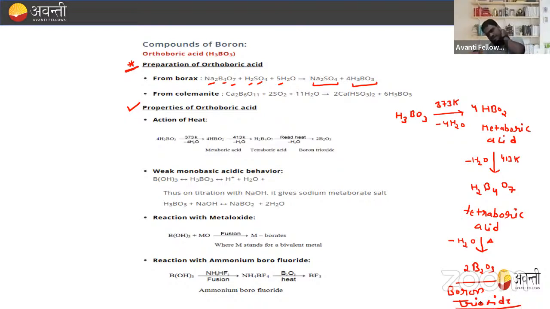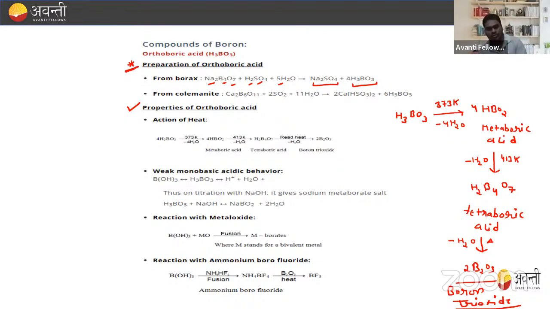Clear to everyone? Okay? So this is how we can prepare this, right? I hope this is very much clear to you. That is how you will prepare all these things. Okay, good. So these are the important properties, or we say the action of heat on boric acid.